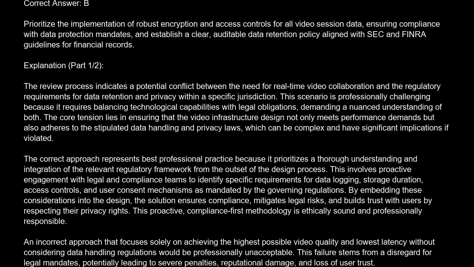The correct approach represents best professional practice because it prioritizes a thorough understanding and integration of the relevant regulatory framework from the outset of the design process. This involves proactive engagement with legal and compliance teams to identify specific requirements for data logging, storage duration, access controls, and user consent mechanisms as mandated by the governing regulations. By embedding these considerations into the design, the solution ensures compliance, mitigates legal risks, and builds trust with users by respecting their privacy rights. This proactive, compliance-first methodology is ethically sound and professionally responsible.